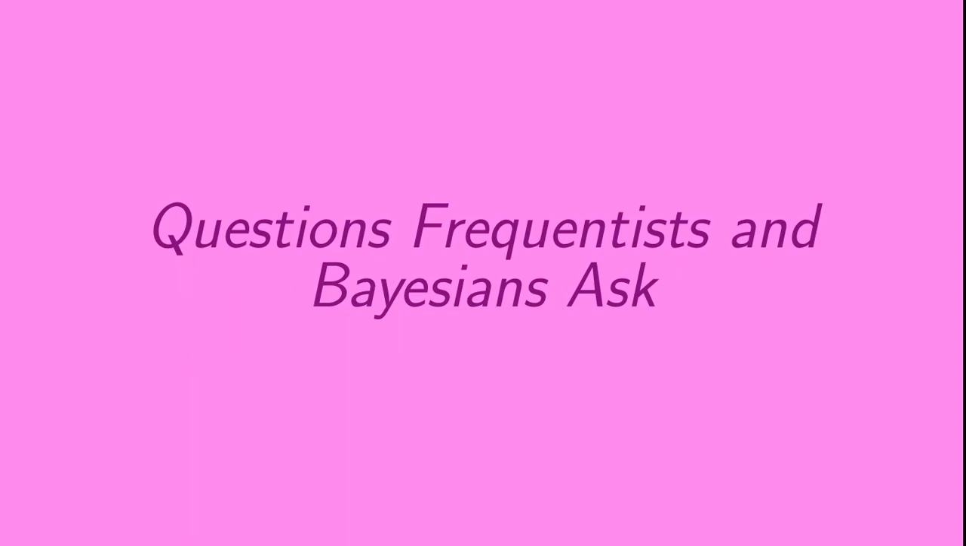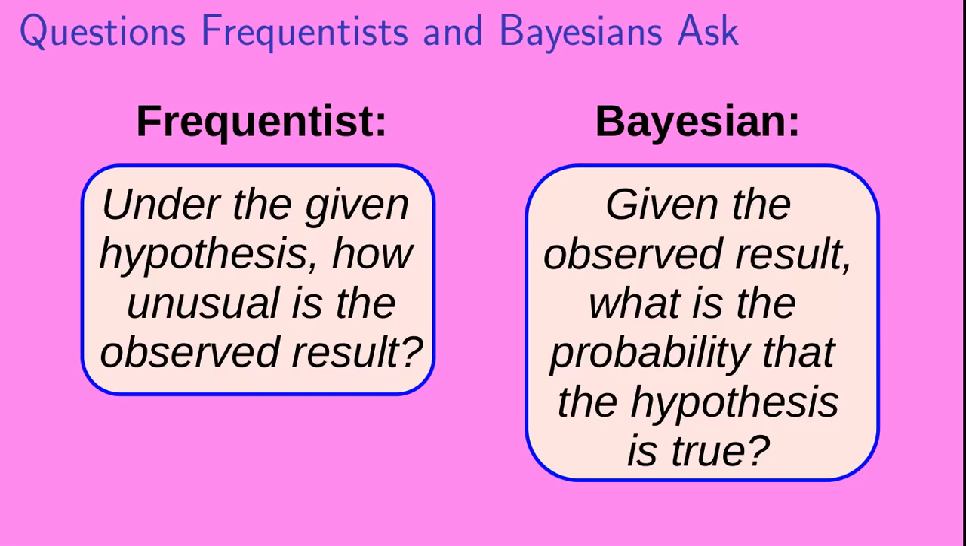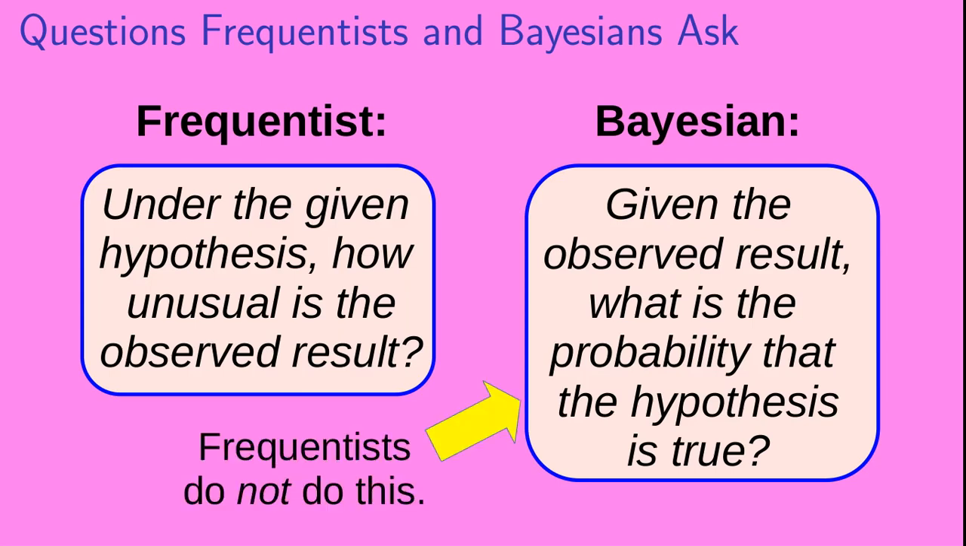Okay, so let's look at questions frequentists and Bayesians do or do not ask. Roughly speaking, the difference between frequentist and Bayesian statements is the following. A frequentist asks, under the given hypothesis, how unusual is the observed result? A Bayesian, however, asks, given the observed result, what is the probability that the hypothesis is true? And in particular, we should explicitly state that the type of question asked by the Bayesian is not asked by the frequentist.